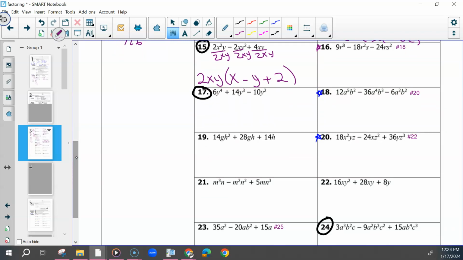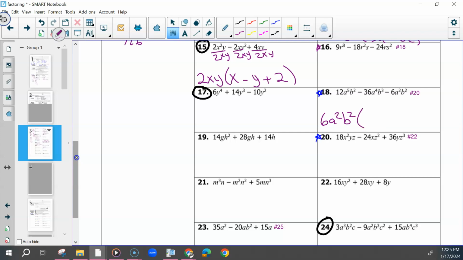Alright, 18. Can we think of a number that we could divide each of these by? 6. 6 would work. So I'm not gonna write it underneath each one, I'm just gonna put it out front. How many A's and how many B's could we divide from each one? 2 A's and 2 B's. If you're not sure, look at the smallest exponent. Smallest for A would be 2, the smallest for B is also 2. So A squared, B squared.